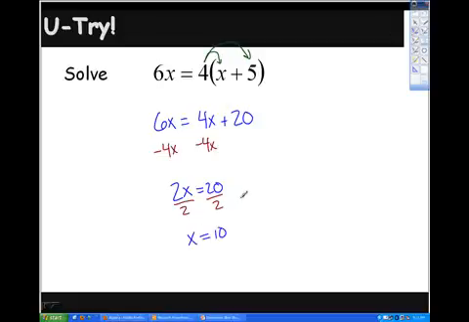Let's give this a check. Let's see if we can check this in our head. 6 times 10 would be 60. 10 and 5 is 15, and 4 times 15 is also 60. 60 equals 60. That checks. This has to be right. It can't be wrong.